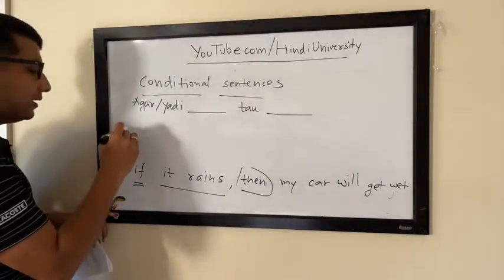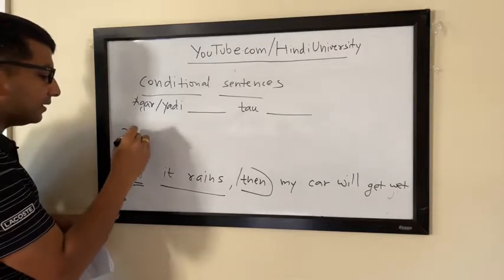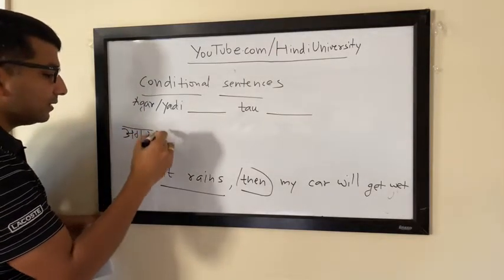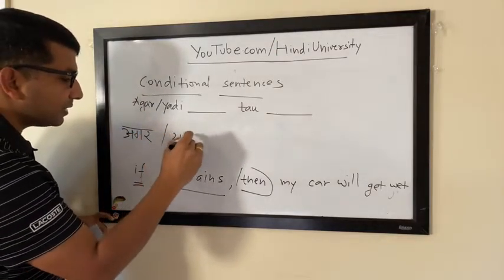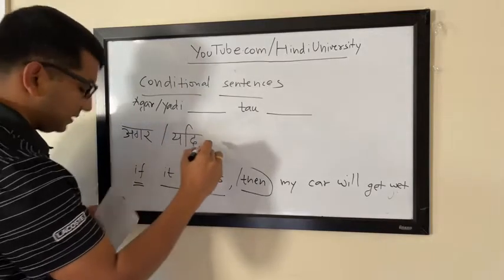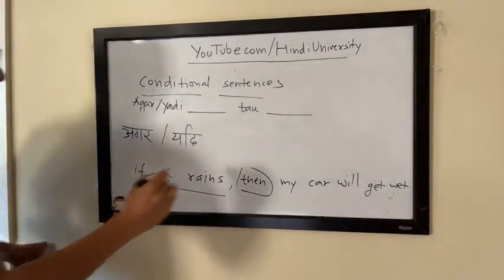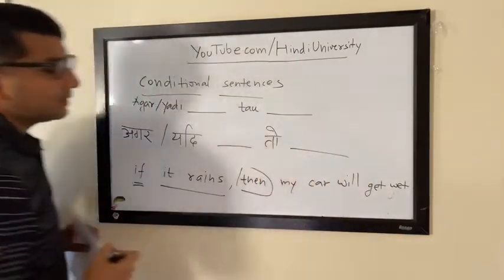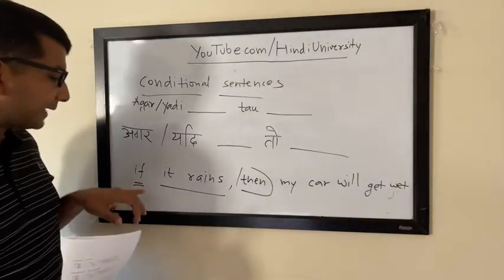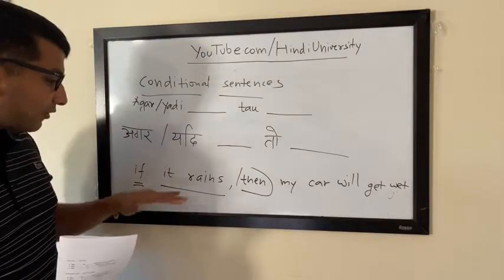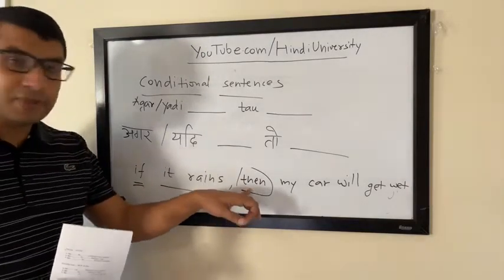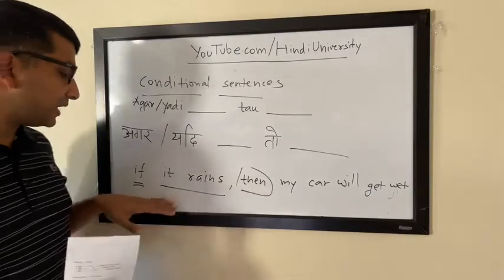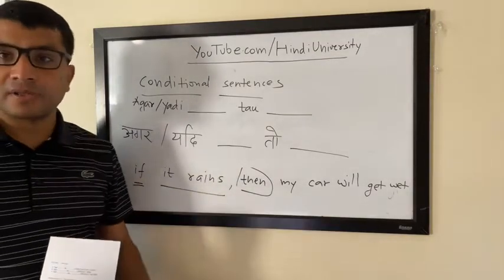So you have agar, or optionally some people use yadi as well. Okay, agar, to, condition B will happen. Now, as I said, in English a lot of times you will notice that this is omitted. It is implied when you say, if it rains, my car will get wet.